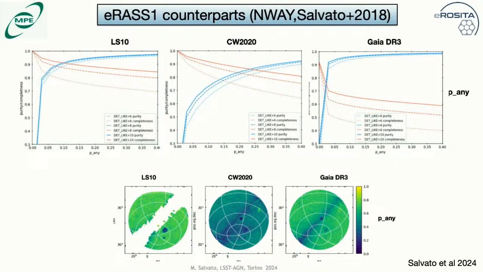We provide the PN, but also we provide the purity and completeness value at different detection likelihoods of the X-ray sources, because the fainter the X-ray source, the higher the probability that this is a false detection in X-ray, and the association then is, of course, also wrong. So all is already in the catalog, ready for you.